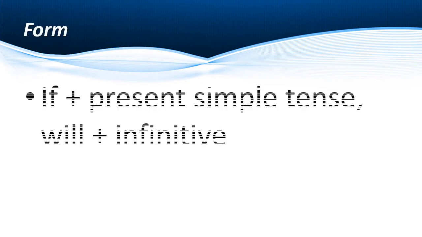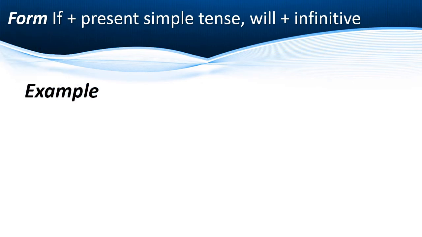Let's see an example. So the form is if plus the present simple tense, and then the main clause is will plus infinitive. The if clause is in the present tense, the main clause is in will plus infinitive verb. That is the form. Let's see the example.